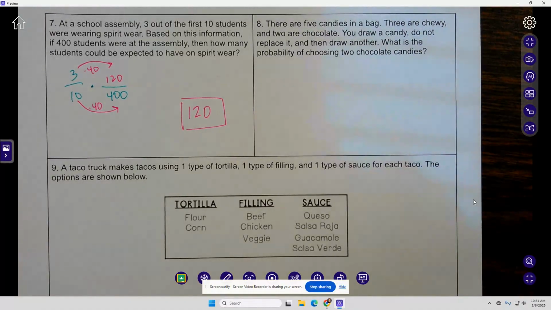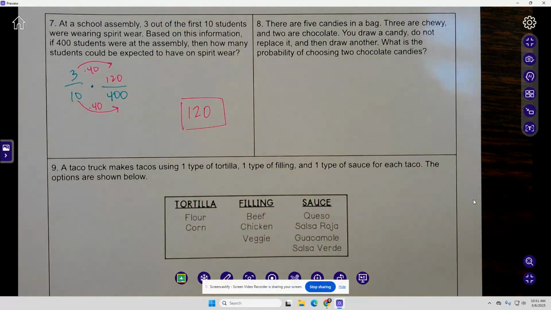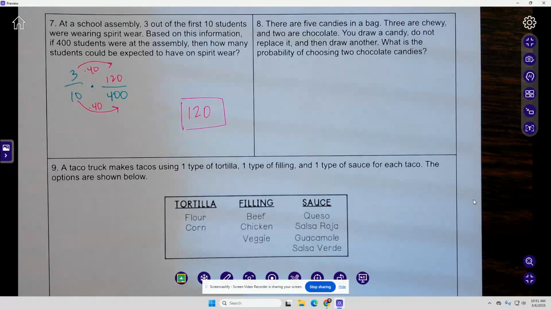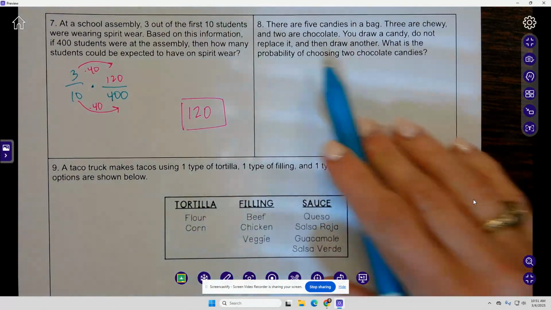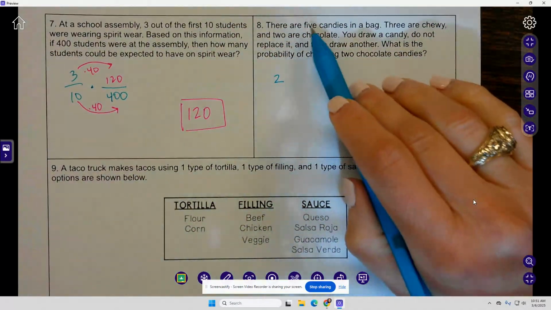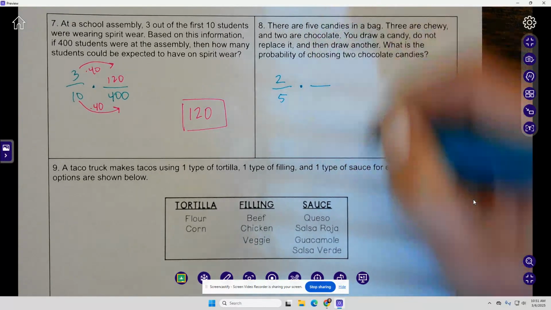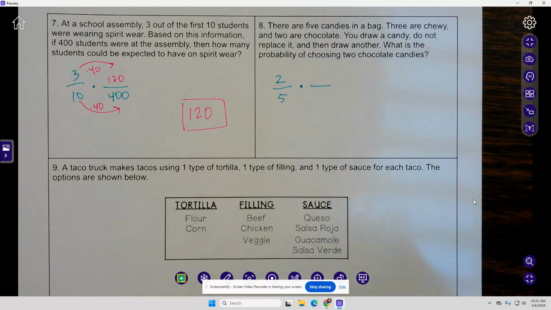Number 8, there are 5 candies in a bag. 3 are chewy and 2 are chocolate. You draw a candy, you do not replace it, and then you draw another. What is the probability of choosing 2 chocolate candies? Okay, so chocolate, we got 2 out of 5. Okay, so that's the probability of choosing a chocolate on the first one.